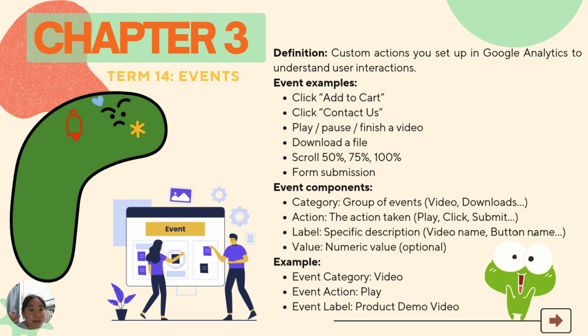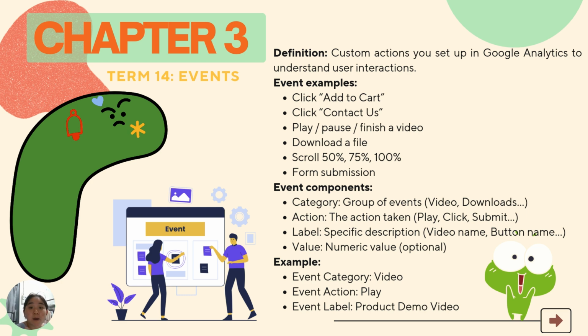Term 14, events. An event is a custom action that you can set up in Google Analytics to understand user interactions. For example, click add to cart, click contact us, play, pause, finish the video, download a file, scroll 50%, 75%, and 100%, and form submission.